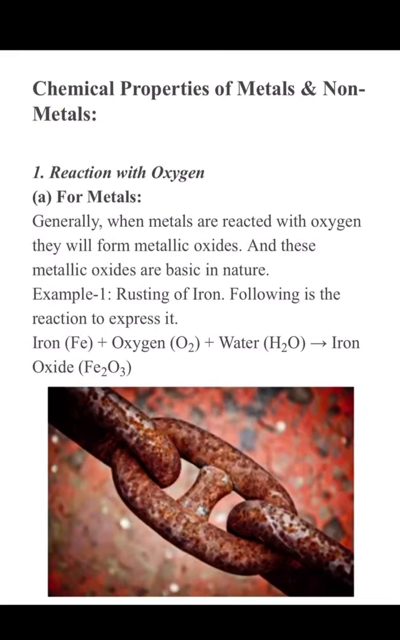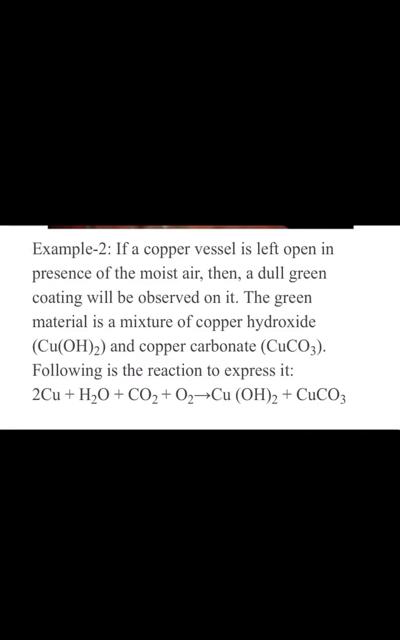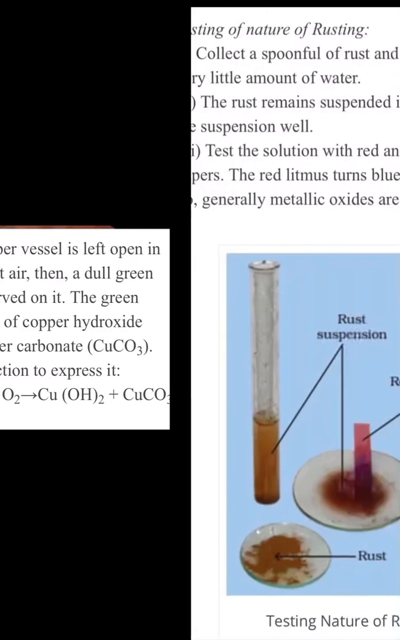Iron, when it reacts with oxygen and water, forms hydrated ferric oxide. This is called rust. Next example is copper. If a copper vessel is left open in the presence of moisture, a dull green coating is observed. The green coating is a mixture of copper hydroxide and copper carbonate, a basic copper carbonate. You have to learn these reactions: copper, Cu, reacts with water, carbon dioxide and oxygen to form a green coating, which is basic copper carbonate.